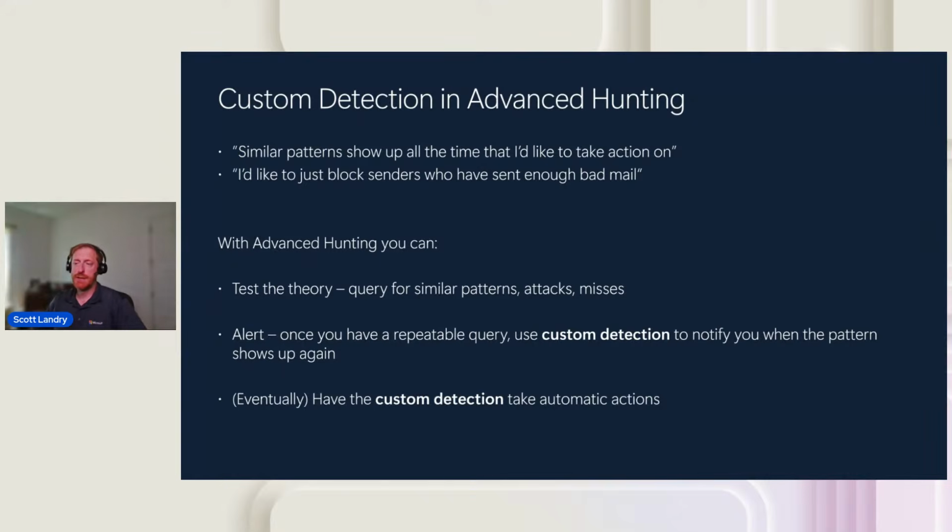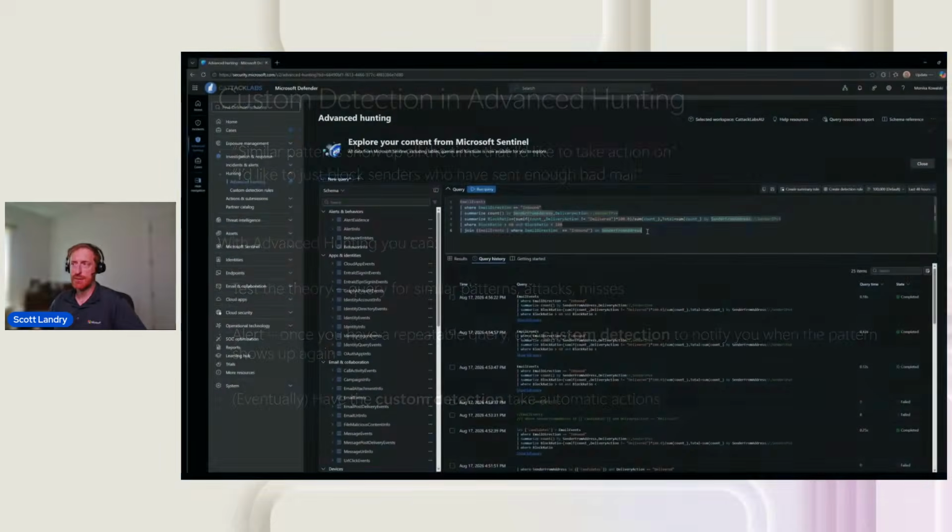And then eventually, after a bunch of tuning and so on, you might turn that custom detection into an automatic action rule. This is one of those things that we continue to invest in because we do think ultimately it's going to be super powerful. But we don't see a lot of people using it. So let's see what that looks like.